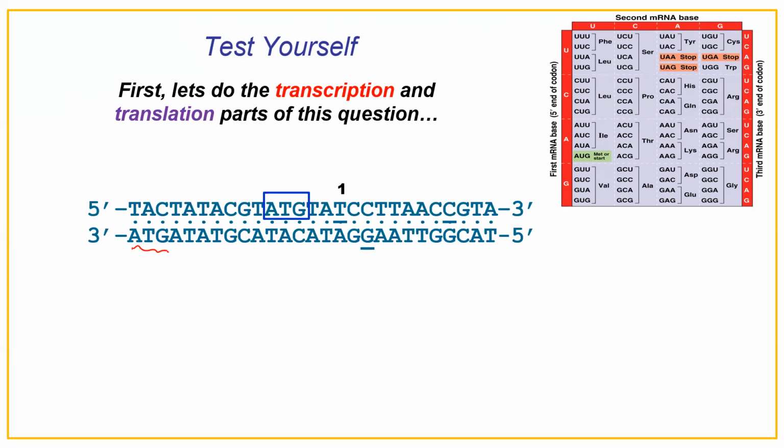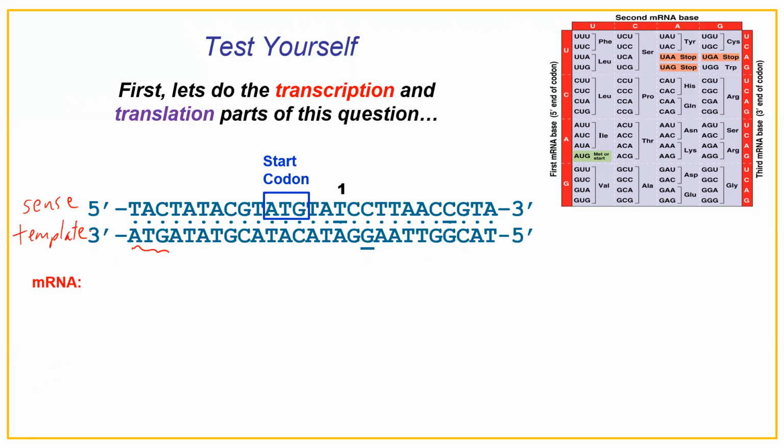Remember, we always read DNA in the 5' to 3' direction. So there's a start codon right there, and that's going to help us to determine all sorts of things. Remember the start codon, by the way, is found on the sense strand, and so this would be the template strand.